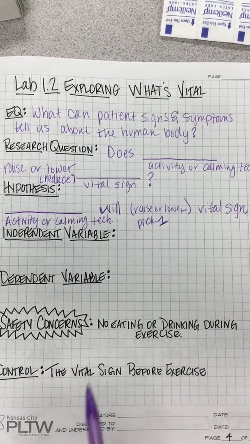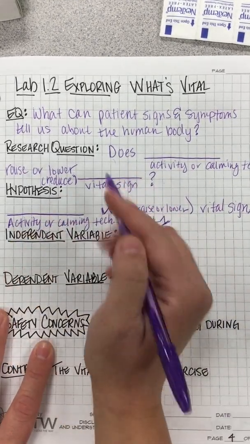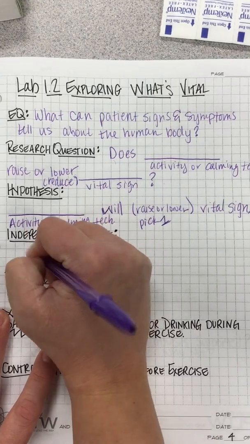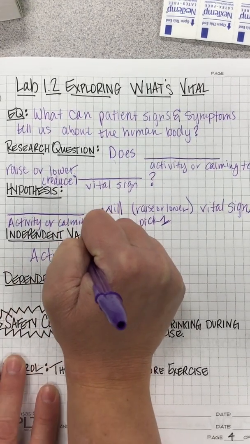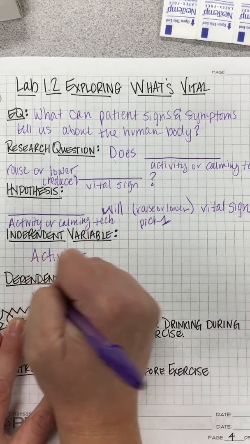Okay, so our independent variable is whatever your activity was from here. So you're going to fill it in with your activity. And your dependent variable is your vital sign.